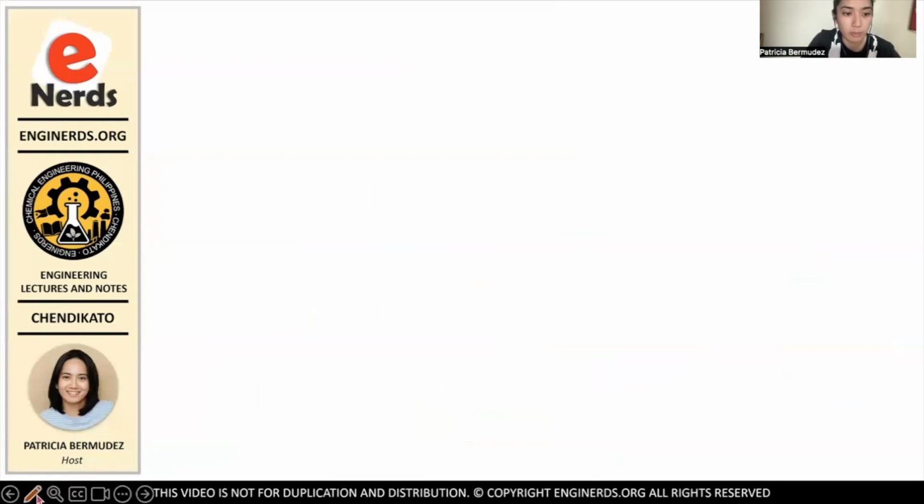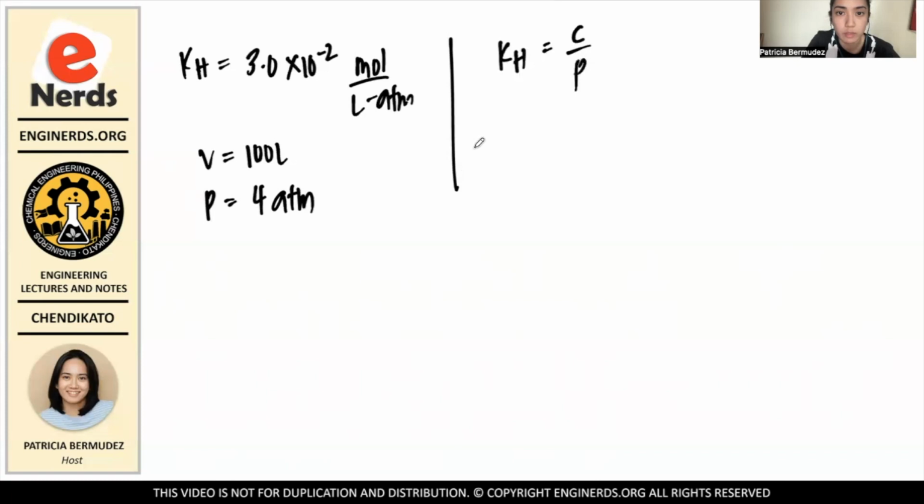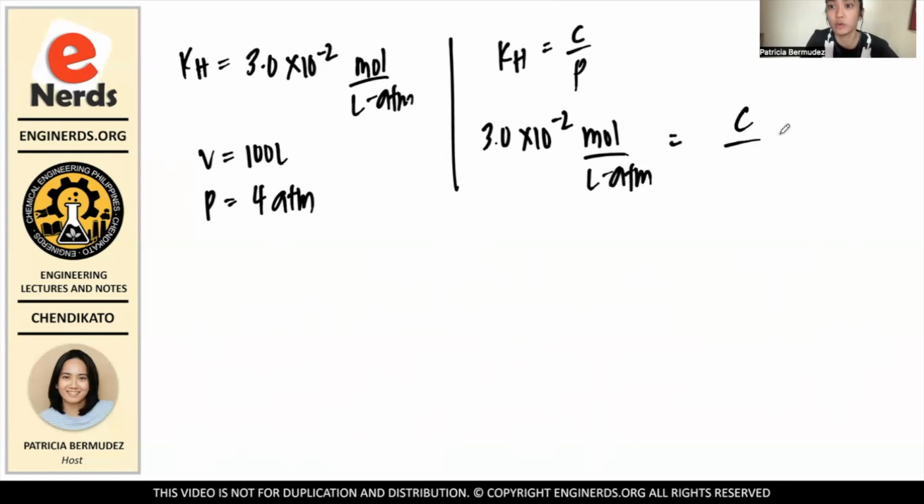Okay, so let's list down the given parameters. So yung Henry's law constant natin is equals to 3.0 times 10 raised to negative 2 moles per liter per ATM. And then we're given volume, which is 100 liters. And then we're given the partial pressure, which is 4 atmosphere. Okay, and since we're going to use KH is equals to C over P, we just have to substitute them. So 3.0 times 10 raised to negative 2 mole per liter per ATM is equal to the C concentration. Yung unknown, yun yung una nating hahanapin, over 4 atmosphere.